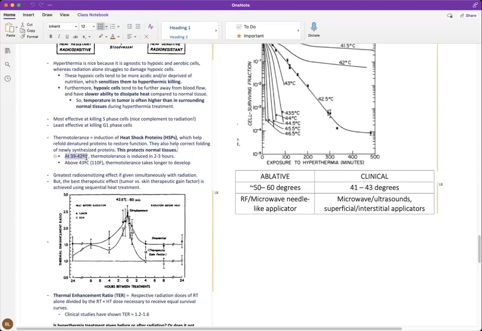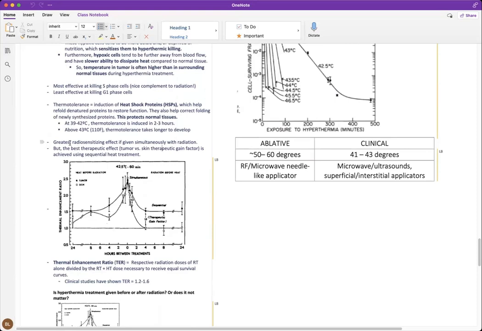So if you have a hyperthermia treatment of 39 to 42 degrees, you get thermotolerance in 2 to 3 hours. If you give hyperthermia treatment above 43 degrees, thermotolerance takes longer to develop. This affects our treatments and how much temperature we decide to set the treatment at.